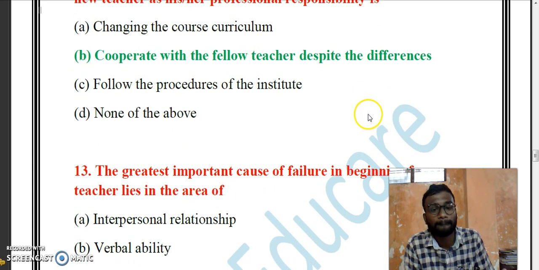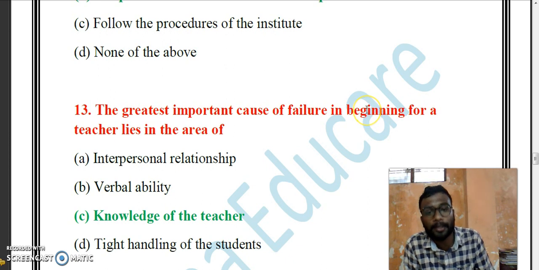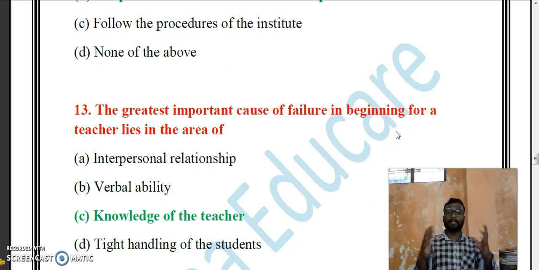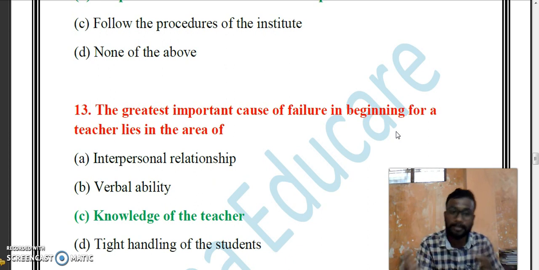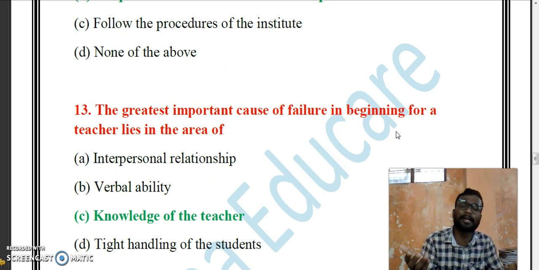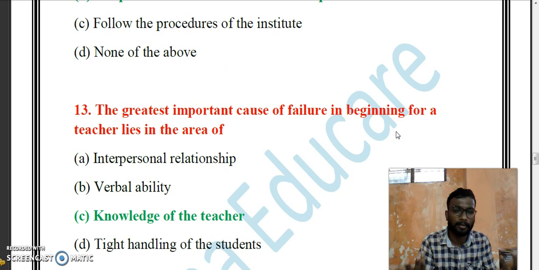Next, the greatest important cause of failure in the beginning for a teacher lies in the area of what? The greatest important cause of failure in the beginning for a teacher lies in the area of interpersonal relationship. Verbal ability, knowledge of the teacher, tight handling of the students.